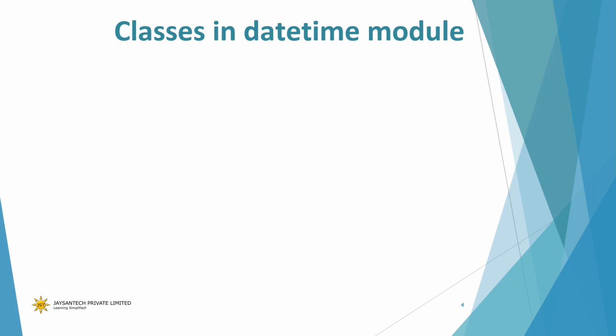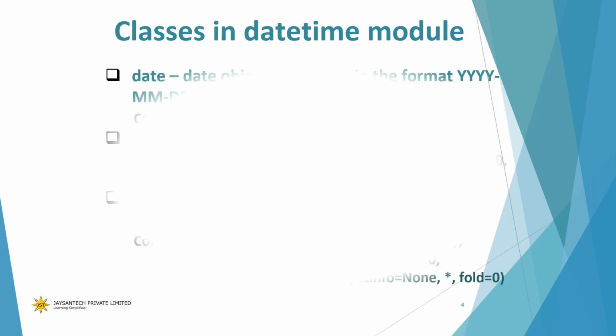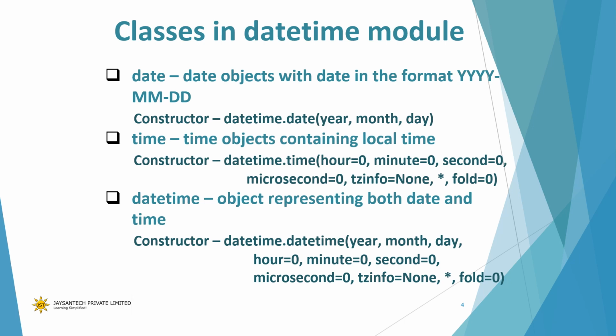Let us look at each class in the datetime module now. The first class is the date class. Now this class is used to represent only date, which is stored in the format year followed by month and then the day. And to create this object, you need to call the datetime.date constructor and pass in the year, month and the day, all of which must be integers. Otherwise you will get an error.